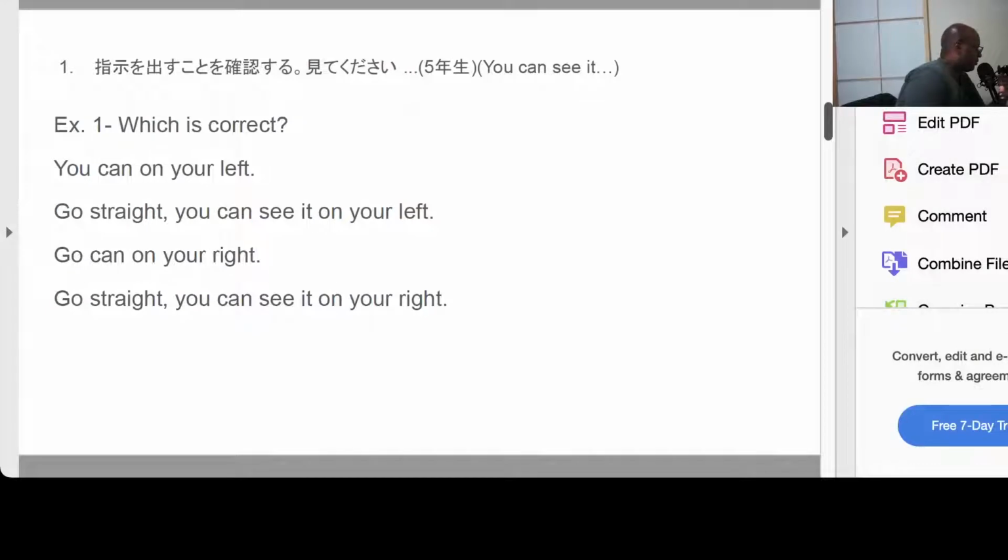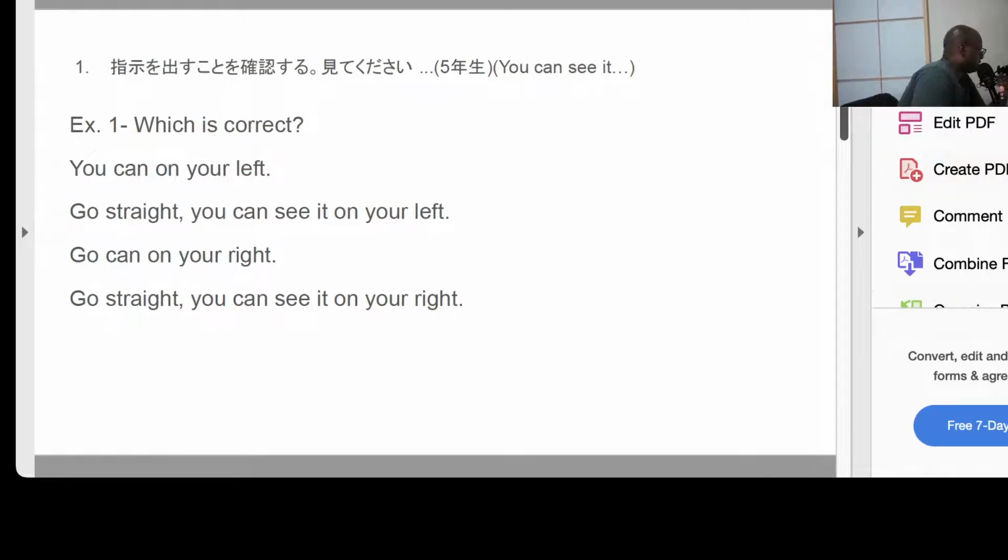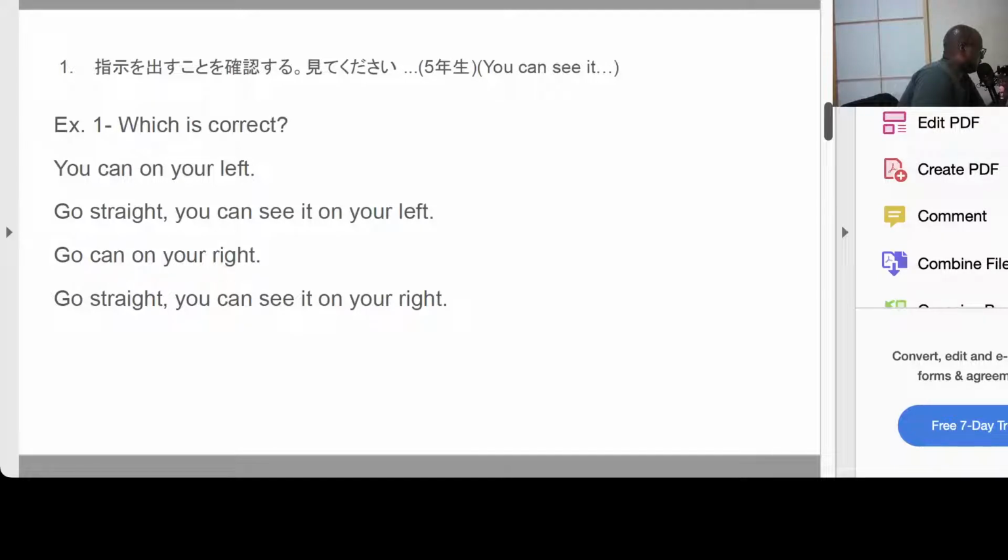So here we have our examples. And let me show you what those answers are. Here you are. The answers are, you can on your left is wrong. Go straight. You can see it on your left is right. You can on your right is wrong. Go straight. You can see it on your right. Okay, so those are the correct answers and the correct ways to say that.